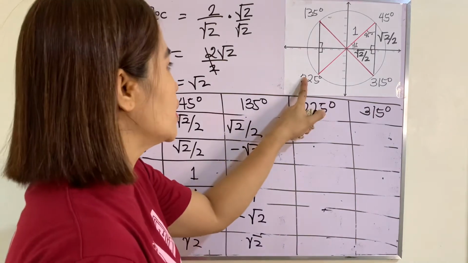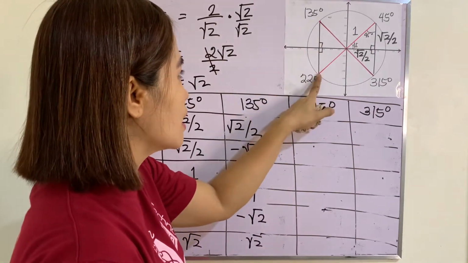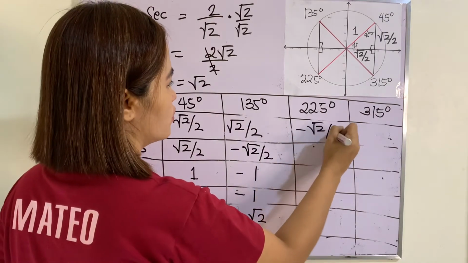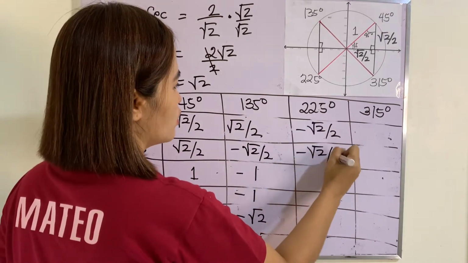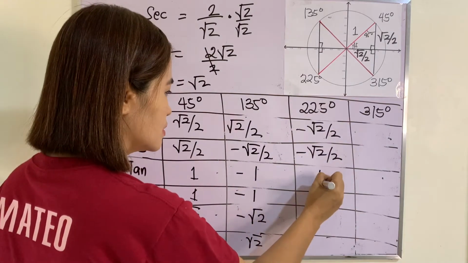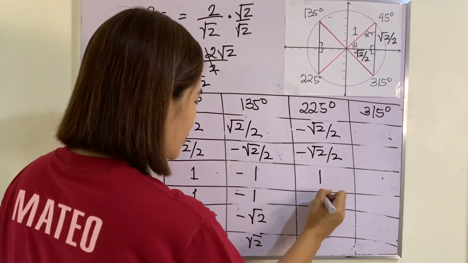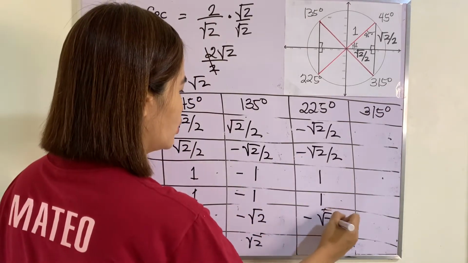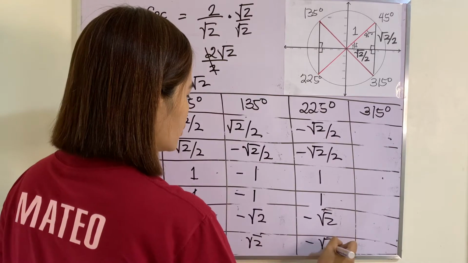For 225, the y is negative and the x is also negative. So therefore, it's negative square root of 2 over 2, negative square root of 2 over 2, and then negative divided by negative is positive. Negative divided by negative is positive. And then the reciprocal is negative square root of 2, negative square root of 2.